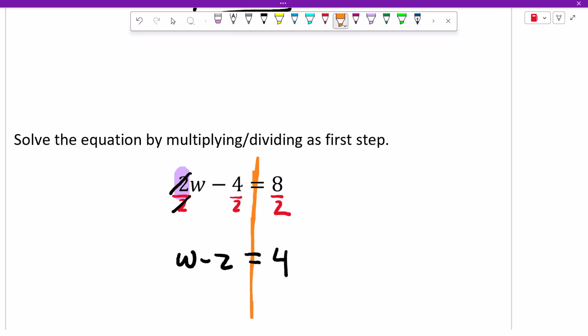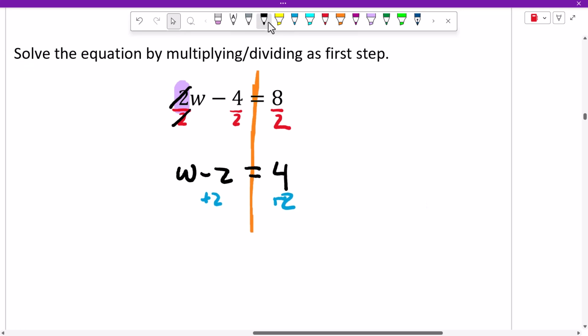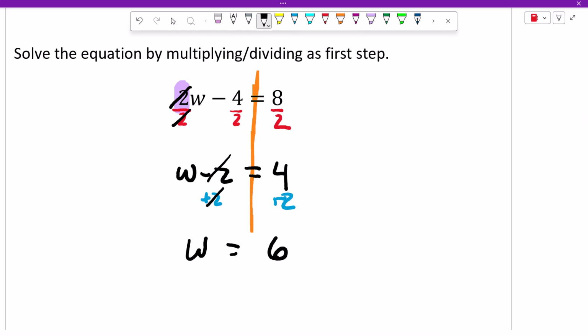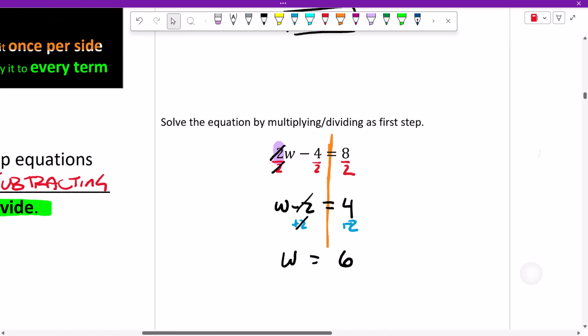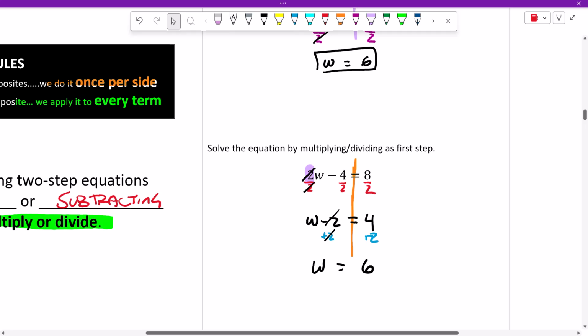Cover up the side that doesn't have the letter. You go, that 2 is, the W is still not by itself, so we need to get rid of that 2. So we go opposite. It's minus 2, so plus 2 on both sides. Plus 2, plus 2. And those go away. And 4 plus 2 is 6. You get the exact same answer as before. And you should, right? It's the same equation.